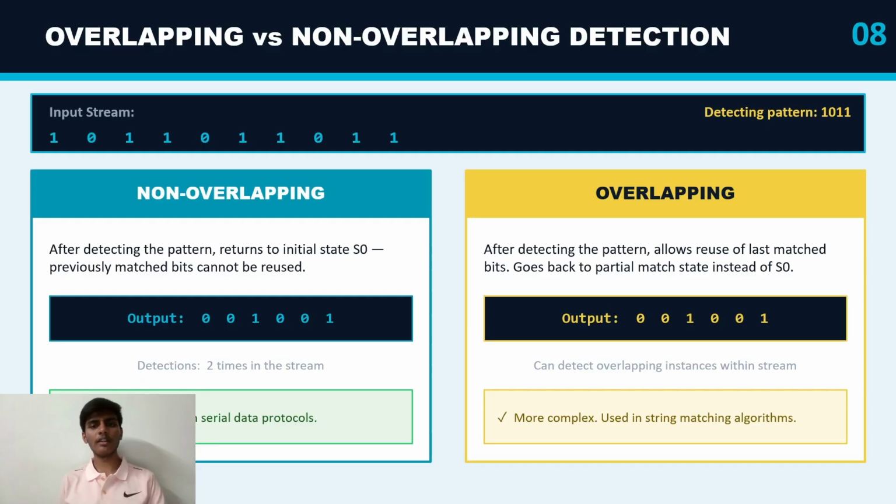Overlapping versus non-overlapping detection. In non-overlapping detection, after detecting the pattern the machine returns to the initial state S0 and does not match any of the previous bits. Whereas in overlapping detection, the previous bits are still matched even after we got the pattern.